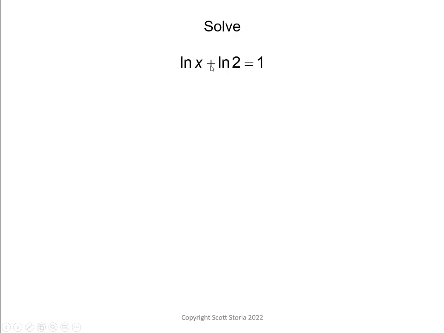Since I have a sum, I'm going to use the product rule and rewrite this as natural log of 2 times x. Now I've got two choices here. Both of these could become exponents for a base of e. That's a fine strategy. I'm going to rewrite in exponential form, that is e to the first equals 2x. And then to solve for x, I'll simply divide by 2.